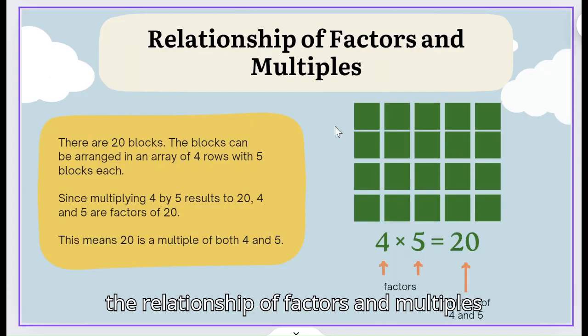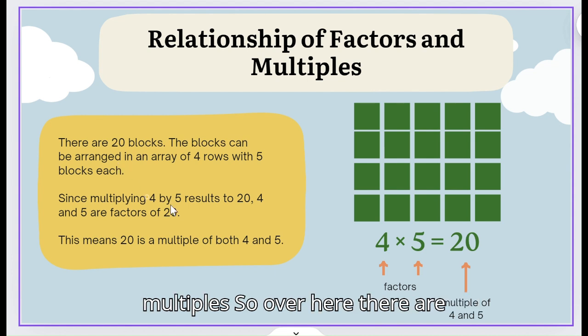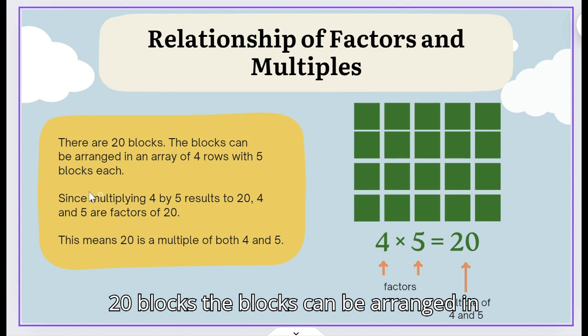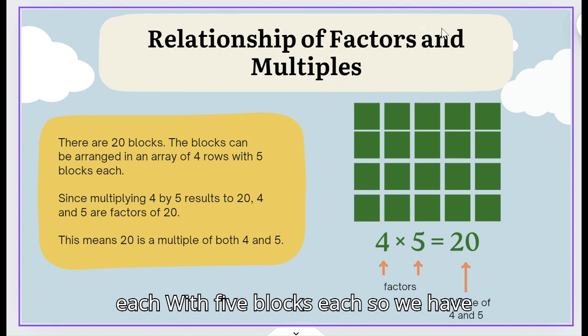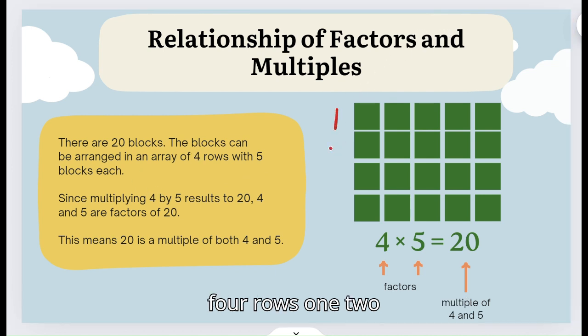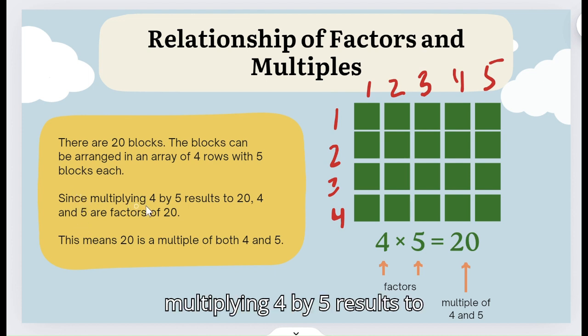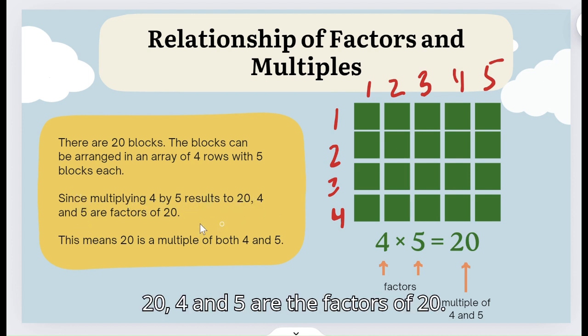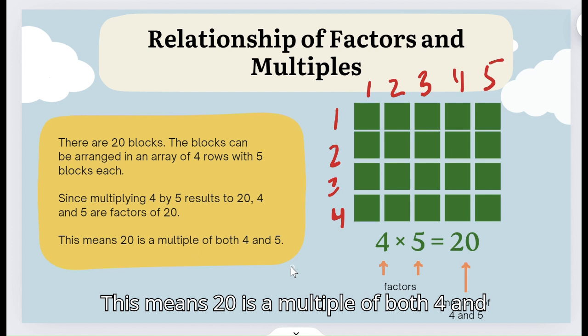Now we're going to look at the relationship between factors and multiples. So over here there are 20 blocks. The blocks can be arranged in an array of 4 rows and 5 blocks each. So we have 4 rows, 1, 2, 3, 4. And each of these has 1, 2, 3, 4, 5 blocks each. Since multiplying 4 by 5 results in 20, 4 and 5 are the factors of 20. This means 20 is a multiple of both 4 and 5.